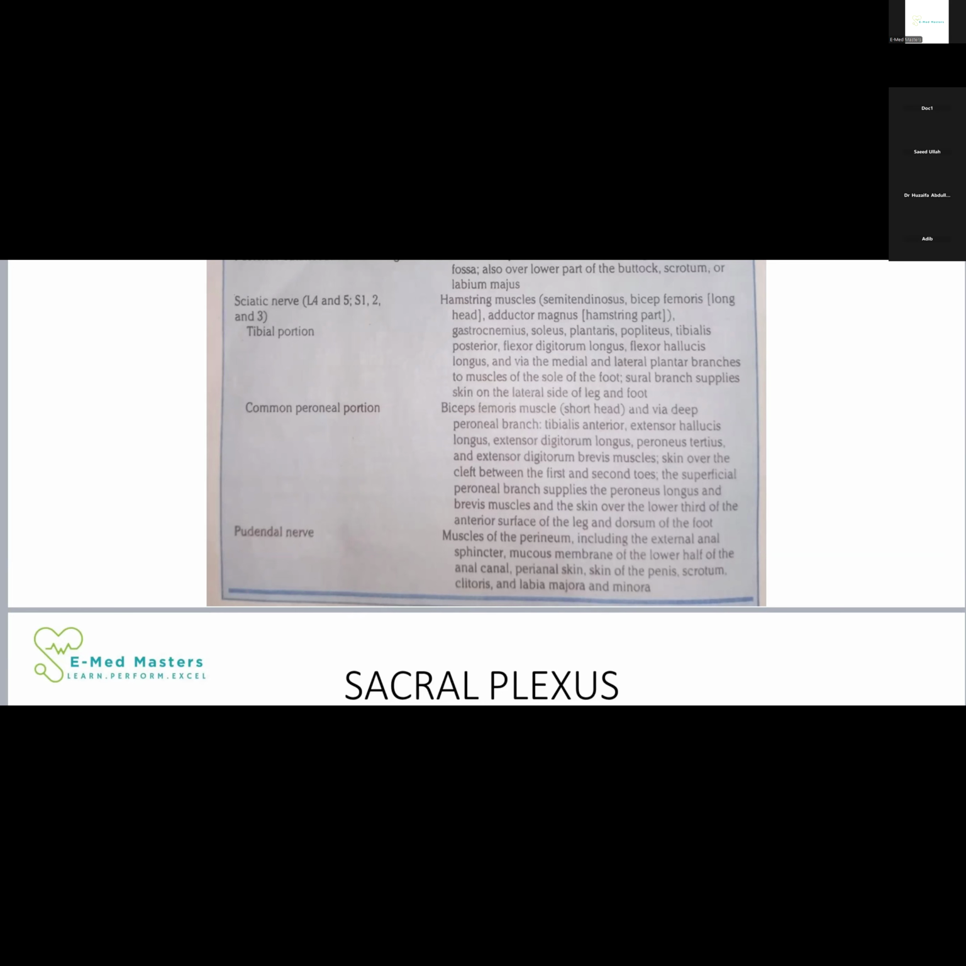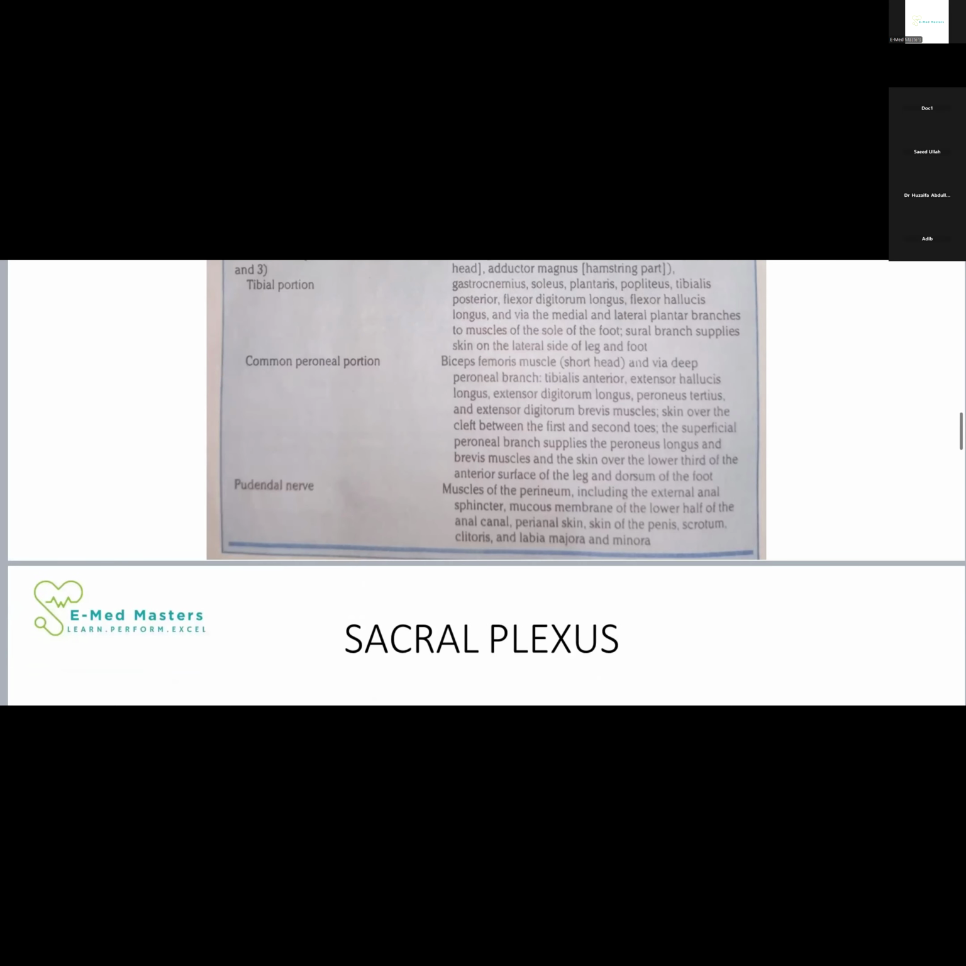So this is an important point regarding MCQs. The deep peroneal nerve supplies the skin over the cleft between the first and second toe, while the superficial peroneal nerve supplies the muscles of the lateral compartment of the leg that includes peroneus longus and brevis, and it also supplies the skin over the lower third of the anterior surface of the leg and dorsum of the foot, except the cleft between the first and second toe. This is the most important point.